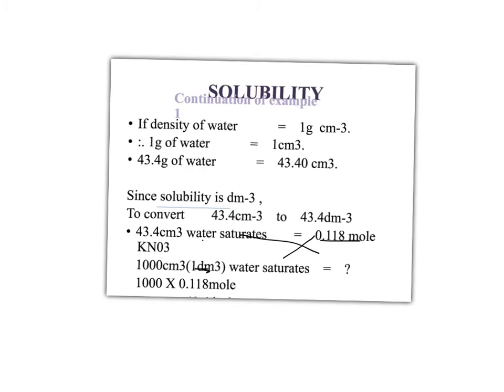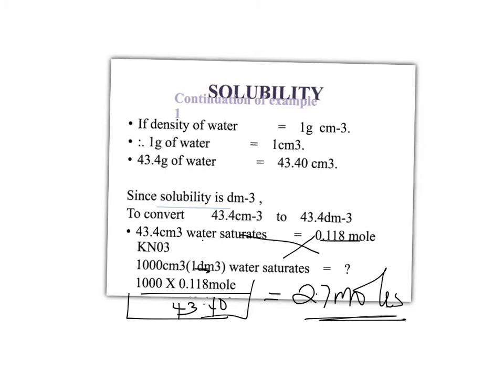So you multiply 1000 by 0.118 divided by 43.40. That's what you see below here. When you do that, you get your answer. It's 2.7 moles per dm³. That's the solubility of potassium trioxonitrate(V) in the solution. So that's the answer.